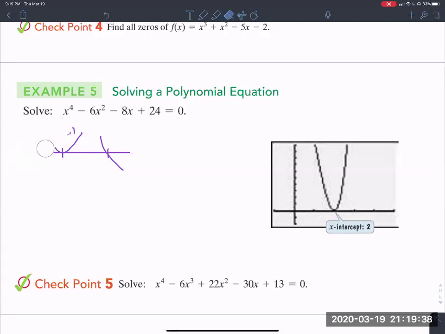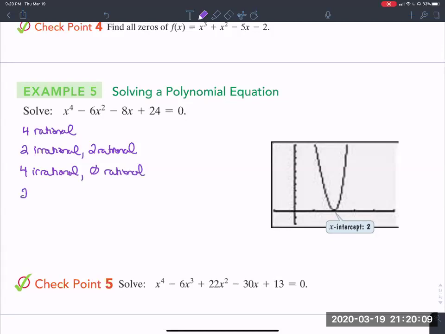So let's take, for example, this 4th degree polynomial. So what are our potential outcomes? We can have 4 rational. We can have 2 irrational and 2 rational. We can have 4 irrational and no rational.